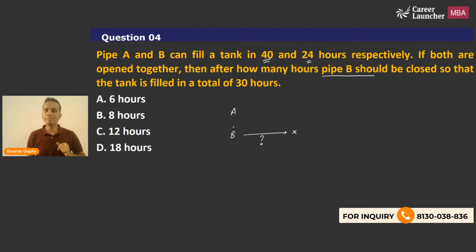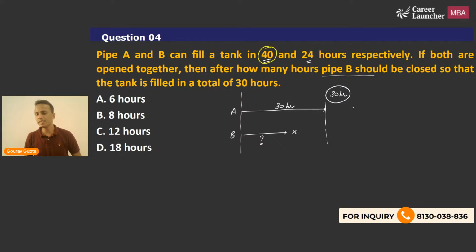Okay. So pipe B is closed. We are not closing pipe A. Obviously, someone will keep working. So pipe A is still open and the total amount of time taken to finish the work is 30 hours. Right? So A has definitely worked for 30 hours. Done? Okay. Now, A can fill the tank in 40 hours. It is given. So in 30 hours, that means 3/4 of the time.